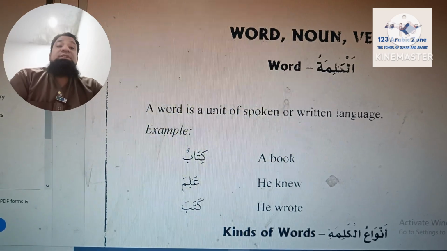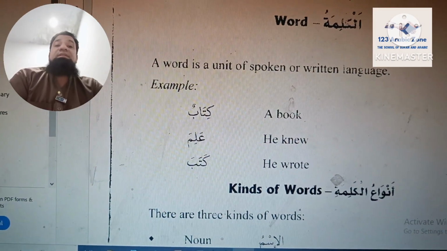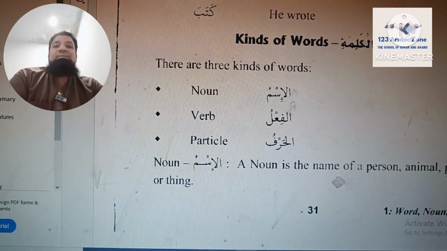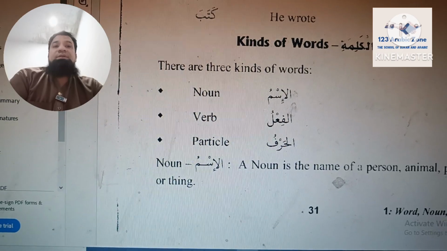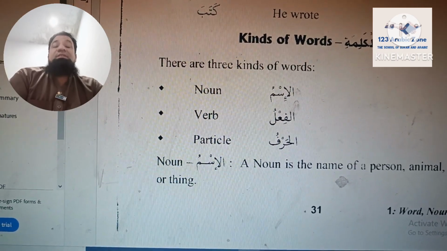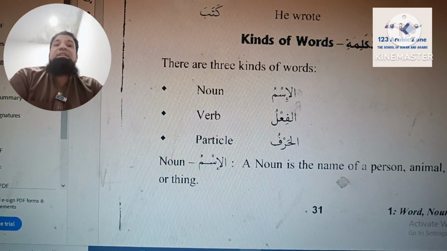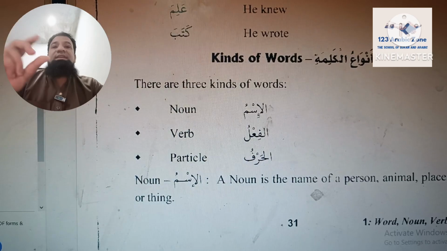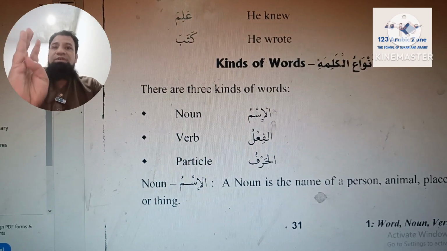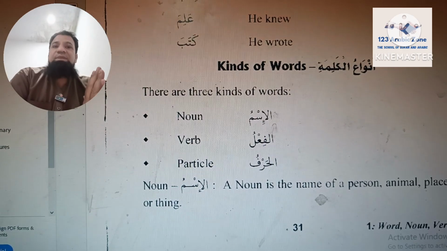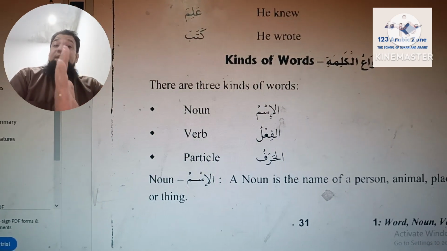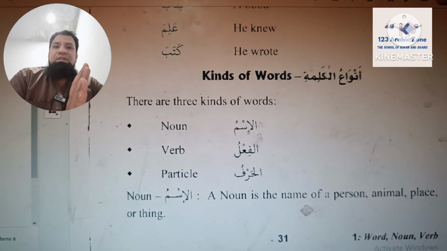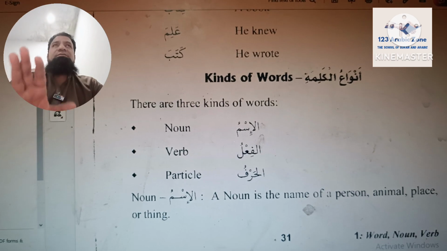So kinds of words, anwa'ul kalima. There are three kinds of words. The first one is noun, al-ism. The second one is verb, al-fi'l. The third one is particle, al-harf. So in words, there are three kinds: noun, verb, and particle. Noun in Arabic, al-ism. Verb in Arabic, al-fi'l. Particle in Arabic, al-harf.